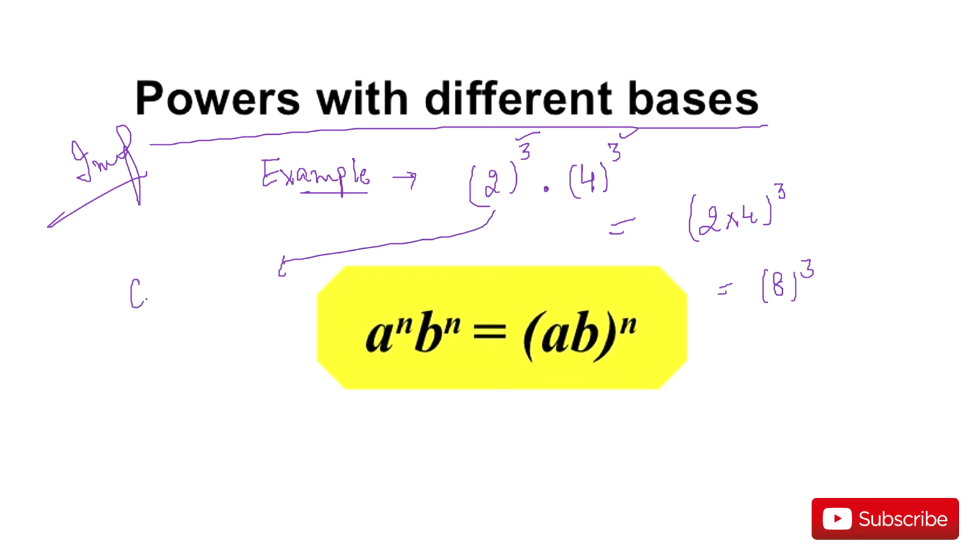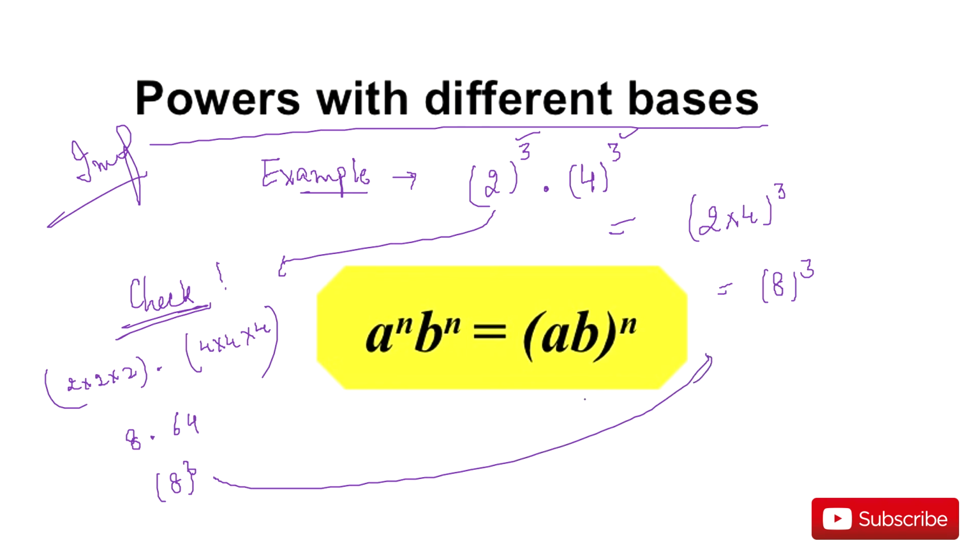If you want to check this, how can you check? 2 multiplied by 2 bracket and 4 multiplied by 4 into 4. So that is 2 4s are 8 multiplied by 4 4s are 16, 16 4s are 64. That is again 8 to the power 3. So hence it is verified.